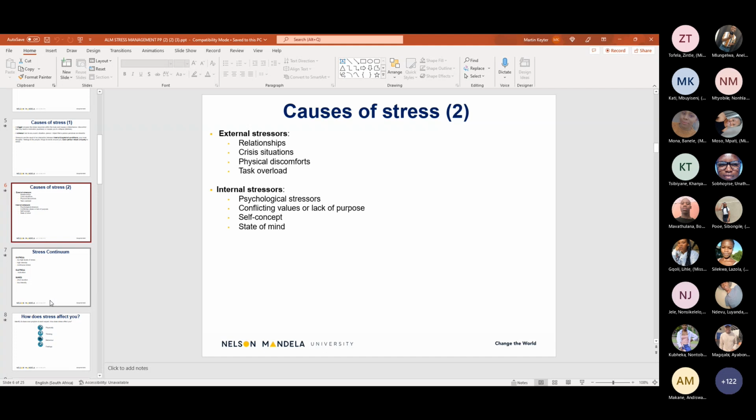State of mind. It might be that something has happened and now you're sort of feeling down, as students would say. Your current state of mind, your emotions, might also have an impact on what you perceive as stress.